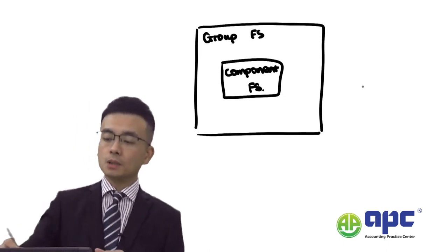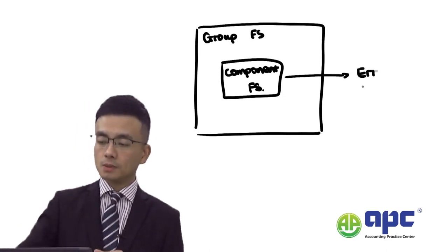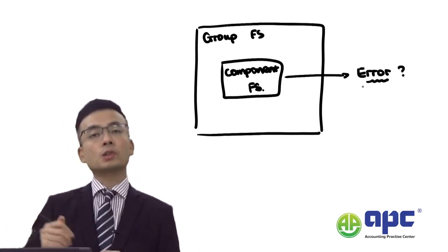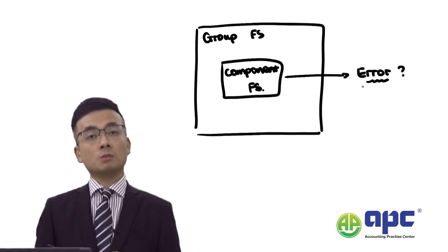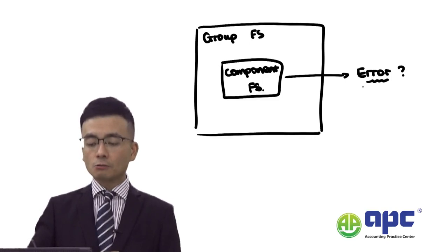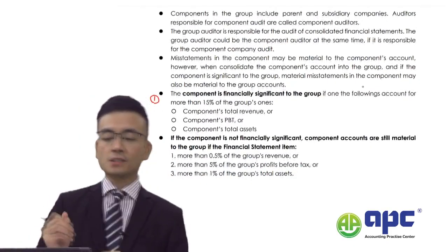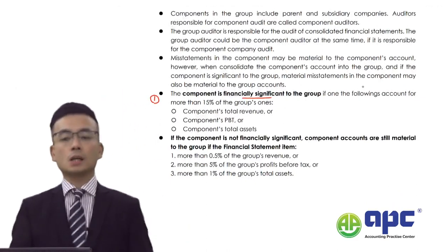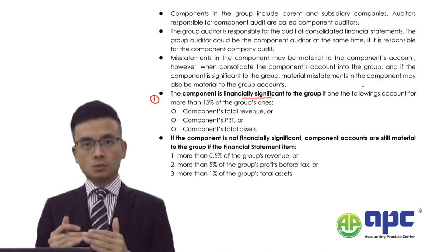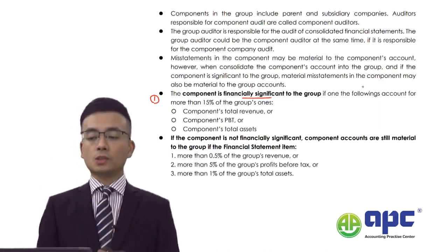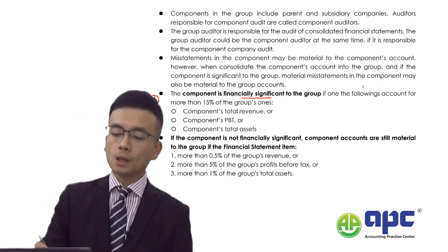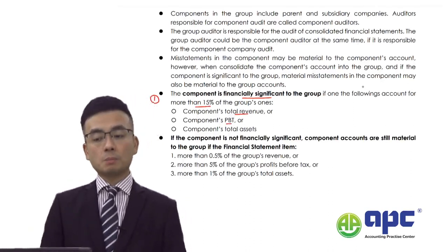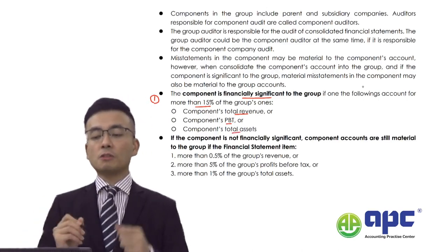So we need to see if there has been an error happening in a component entity, and whether or not it will also affect the group financial statements. The basic rule is that the first test is to see whether or not the component is financially significant to the group. If one of the criteria is met, we can confirm that the component is financially significant. For example, it is more than 15% of the total revenue of the group, more than 15% of the profit before tax, or more than 15% of the total assets.